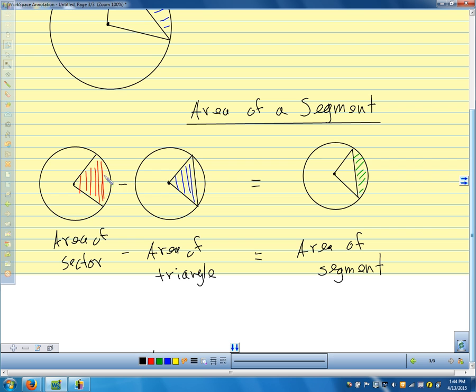So we find the area of this whole piece, then we subtract the area of the triangle, that gives us the area of this segment. So there's our little picture equation. We have to find our area here in two pieces. All right, questions on how we go about it?